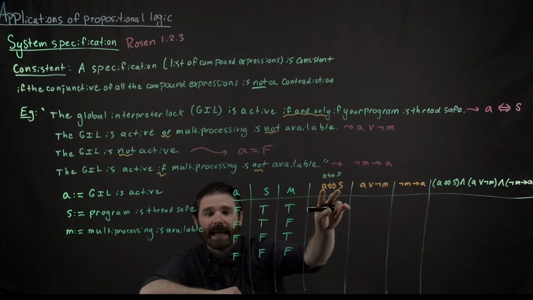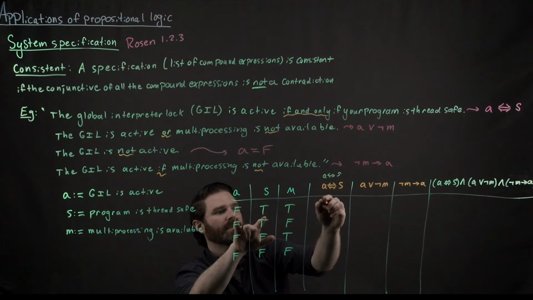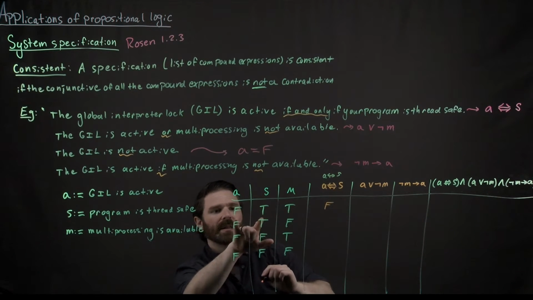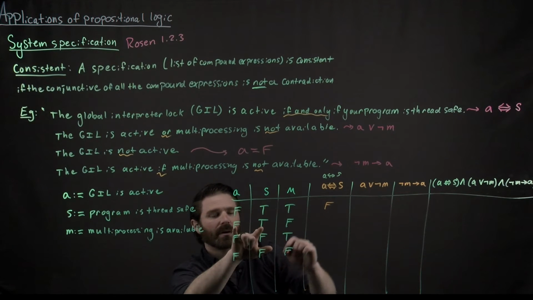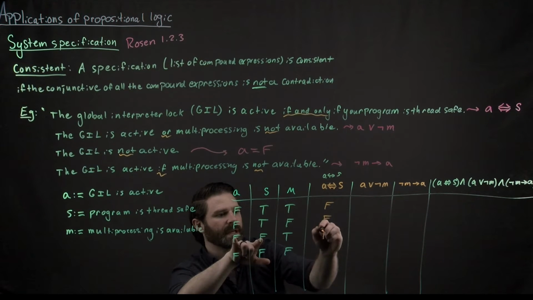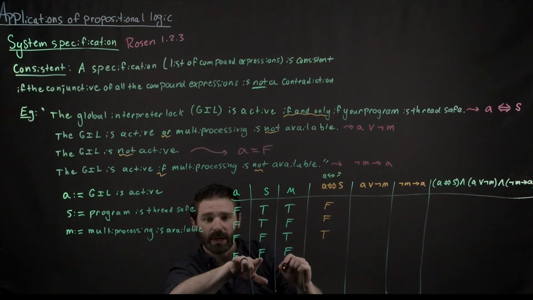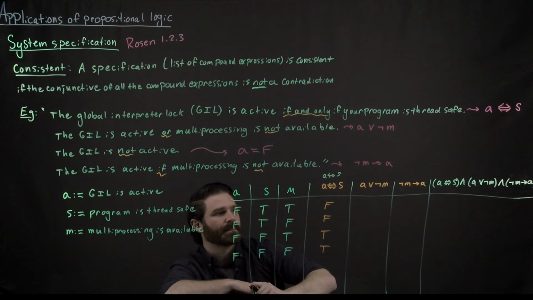So we're looking at A and S. These do not have the same truth value, so they are false. These do not have the same truth value, so they are also false. These do have the same truth value, so they are true. These do have the same truth value, so they are true right here.